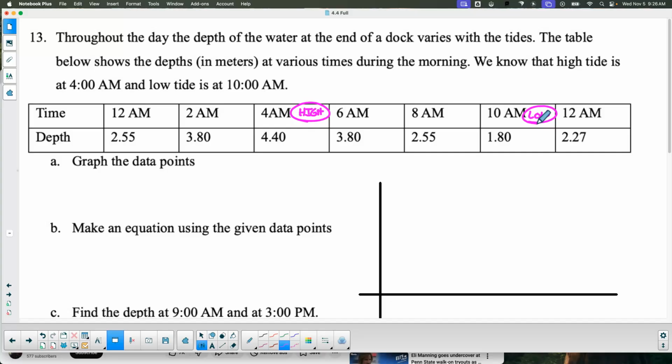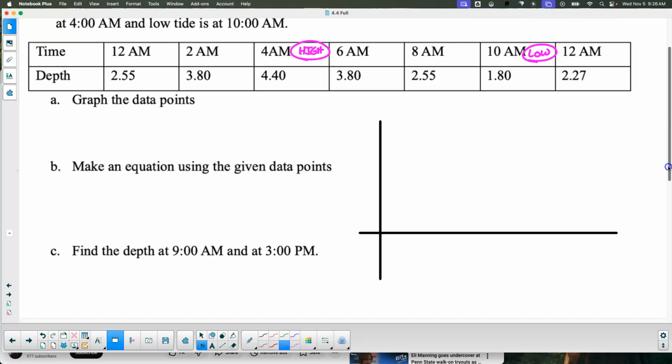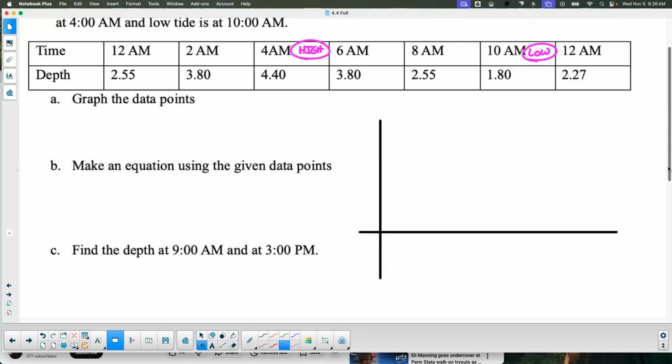The depth of this water is never going to be more than 4.40 meters, and it's never going to be less than 1.8 meters. Okay? So then it says, graph the data points. All right, well, let's graph our data points here now. So we can make just a regular old graph.